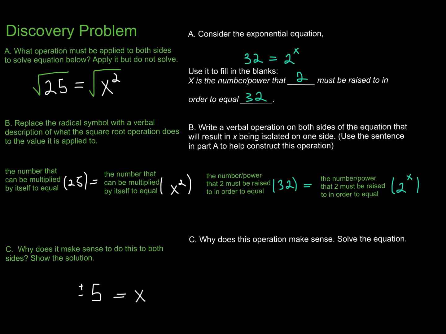And so this allows us to solve the equation because we end up with x is equal to, and now we can ask ourselves this question, what is the number slash power that 2 must be raised to in order to equal 32? Well, think about this. 2 to the second power is 4, to the third power is 8, to the fourth power is 16, 2 to the fifth power is 32. So the answer is 5. And we can, of course, see that that works. 2 to the fifth power is, of course, 32.